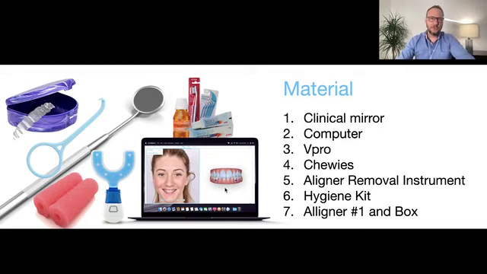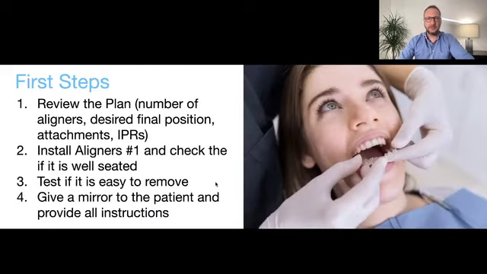So he can use this aligner for 1-2 weeks, and then I schedule the second appointment, aligner number 2, to bond the attachments, okay? So here, summarizing the first steps: review the plan with the patient, review the number of aligners, desired final position, review everything you're going to do in the treatment, explain the next appointment. It's important for them to come prepared for the next appointment. Install aligner number 1, check if it's well seated, of course. Test with the patient if they can remove and place it again.